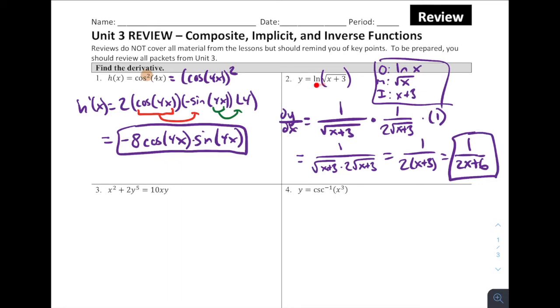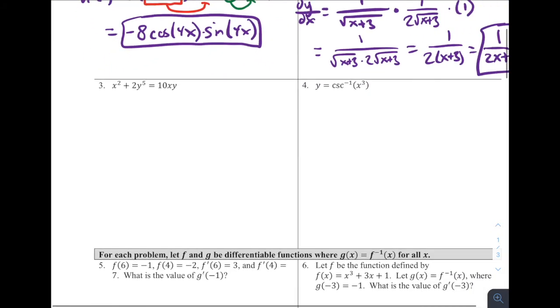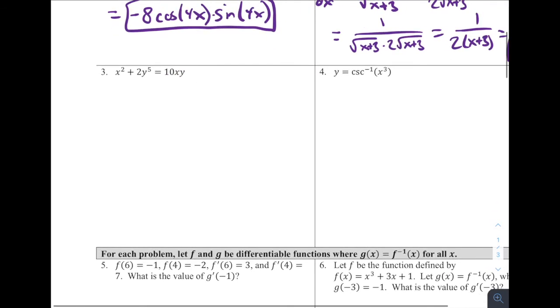So the natural log of the square root of x plus 3, if we take that derivative, we end up with 1 over 2x plus 6 for that derivative. Number 3 looks like an implicit differentiation problem. I know that because it's got these x's and the y's and certainly that xy term. Looking at this, I'm going to need to use the product rule here just because I see 10x times the y. And so let's do it.